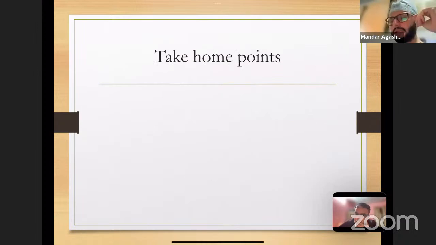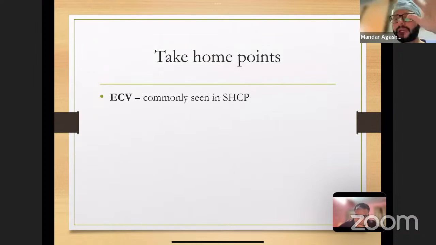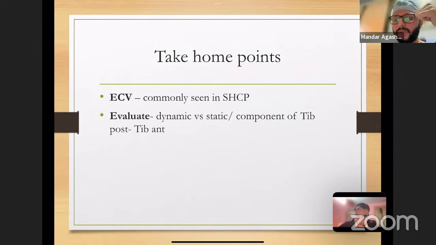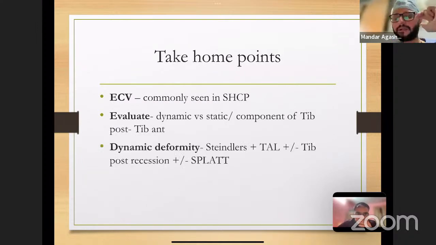Just finally, the take-home points. This is commonly seen in hemiplegic CP. I have restricted my talk to hemiplegic CP. You evaluate whether it's a dynamic or a static deformity and see which is the component which is more important, either a tibialis posterior or tibialis anterior, and tackle it as per the child.